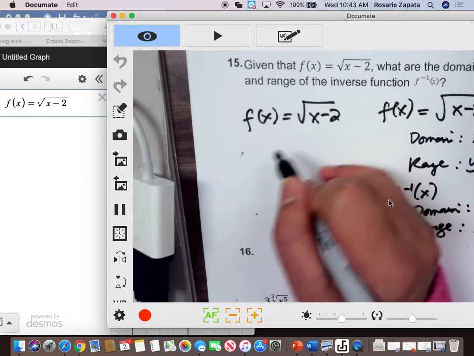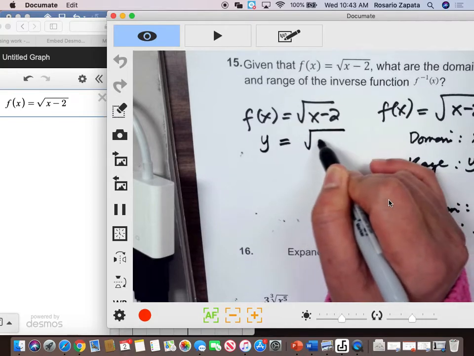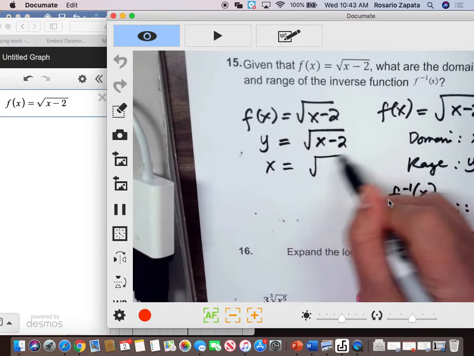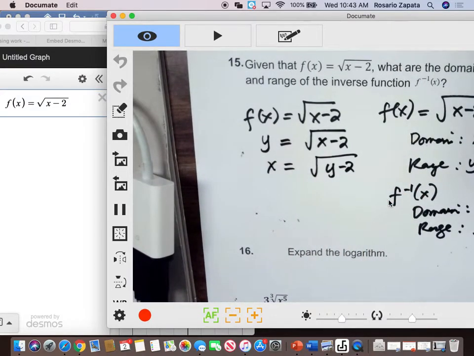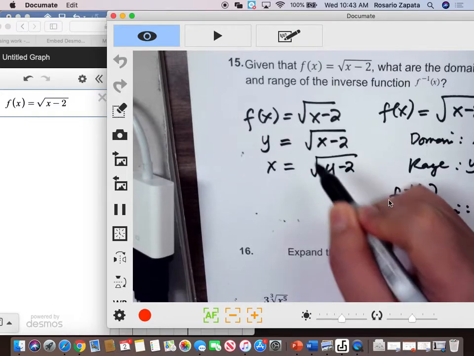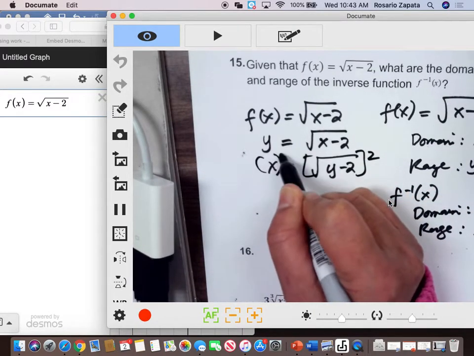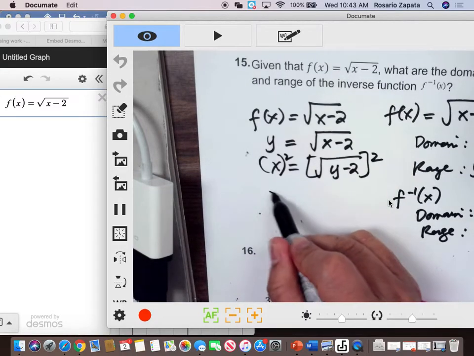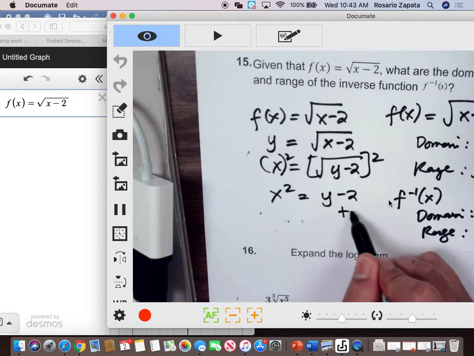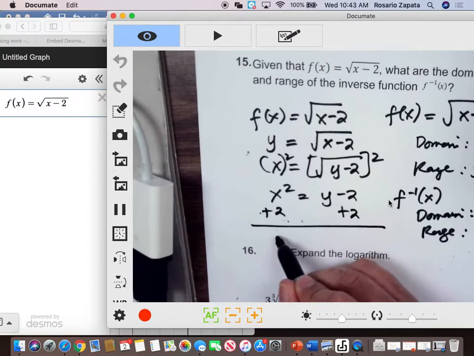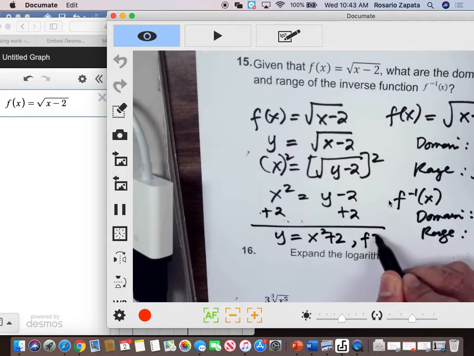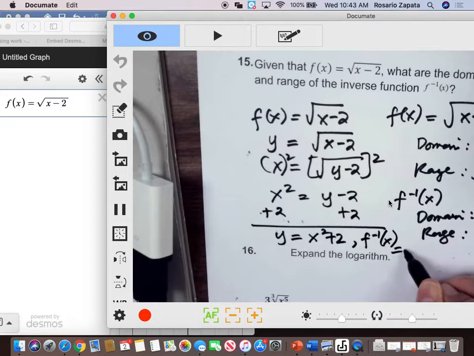So we already graphed the square root of x minus 2. To find its inverse, we need to put it first in the y form. You still remember? And then after that, we flip x and y. Then we solve for y, so we need to free it. To free it is to take out the square root, and to take out the square root is to square both sides. So x squared is equal to y minus 2. Then we add 2 on both sides of the equation. So y is x squared plus 2, or the inverse function is equal to x squared plus 2.